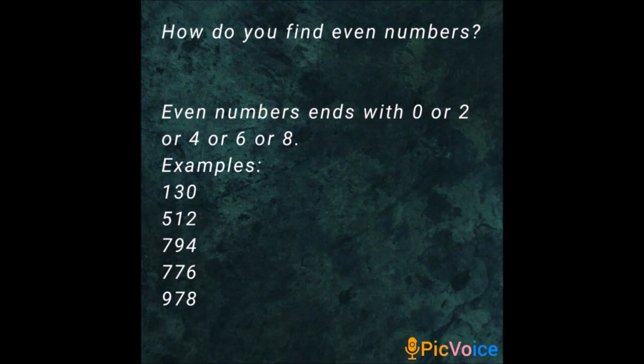So from this what we conclude is, all the even numbers are divisible by 2. How do you find the even numbers? The numbers which end with 0 or 2 or 4 or 6 or 8 are said to be even numbers. Otherwise, they are said to be odd numbers. Okay?